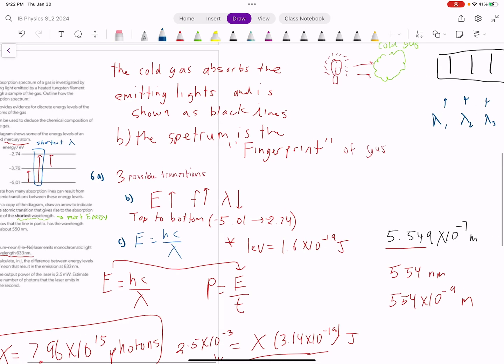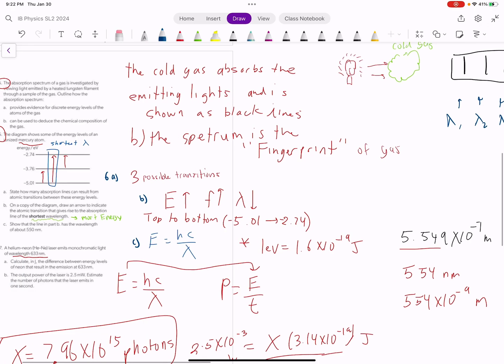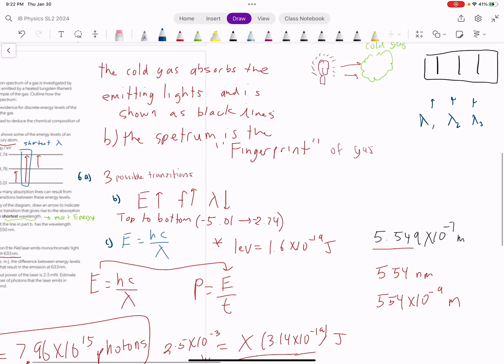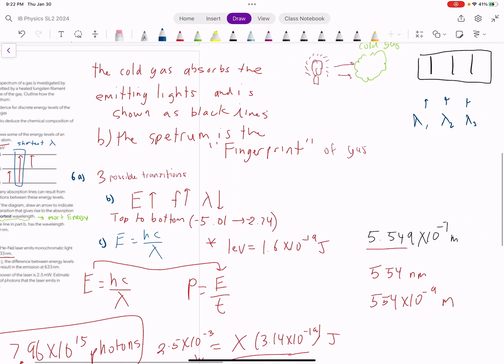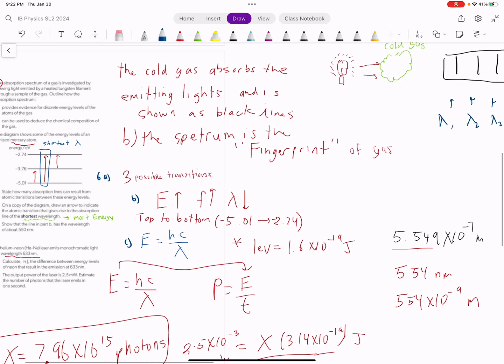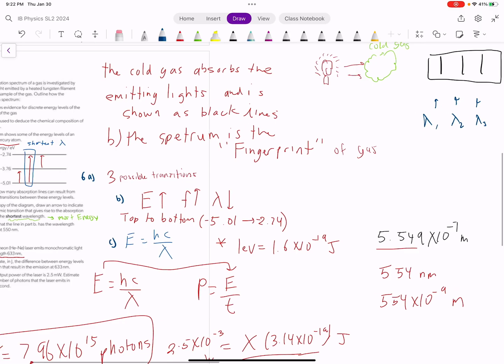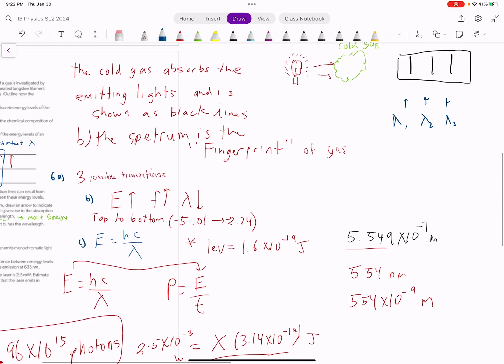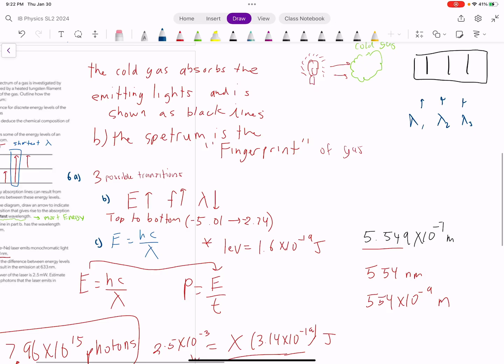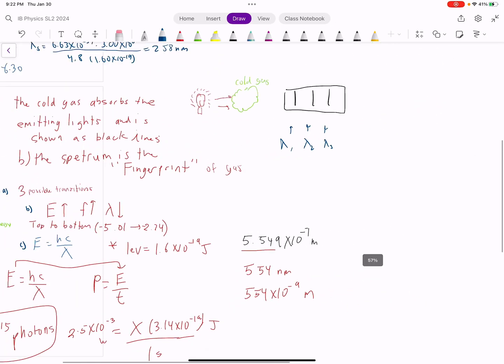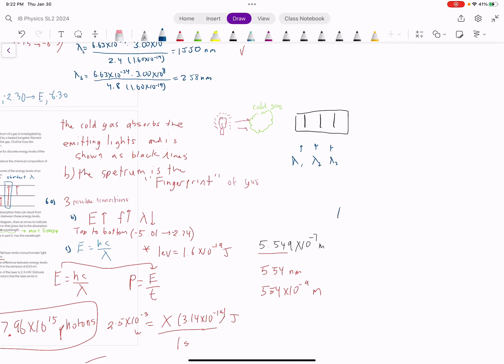Oh, wait. Actually, it says show that the line has a wavelength. So actually, we have to calculate the wavelength and see if it's close to 550. So, all right. Let's change this equation. I don't have a lot of space here. So let's change this equation to this: lambda equals H times C over E.